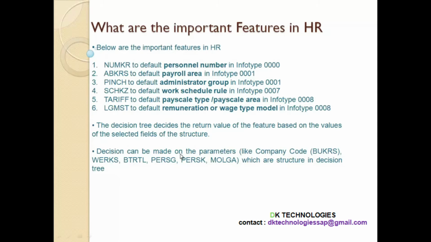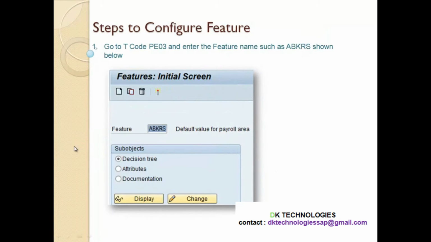Decisions can be made on parameters like company code, and these are the technical names I just gave you. In the next slide I will show you exactly how we are going to configure the feature. To configure the feature, you have to go to the transaction code PE03. You enter the transaction code PE03 in the command bar.